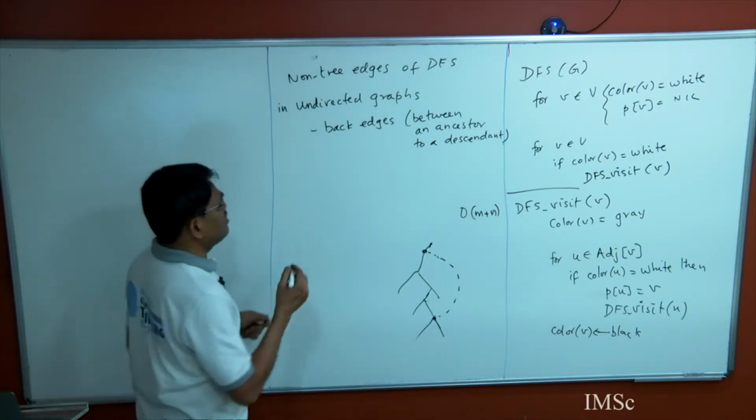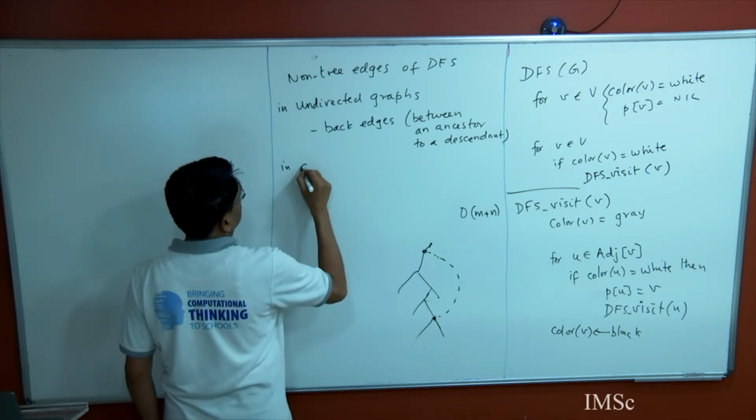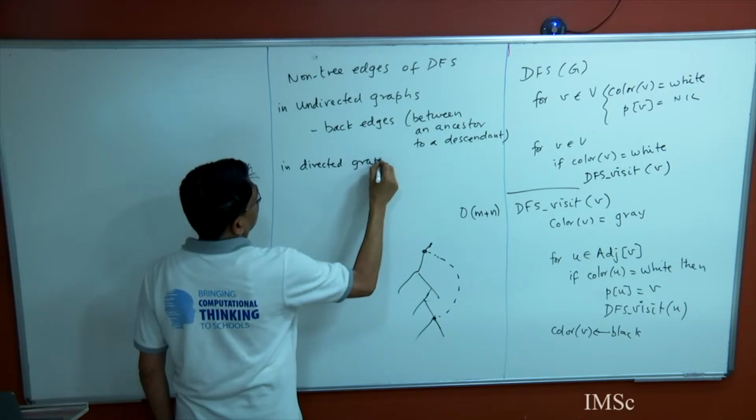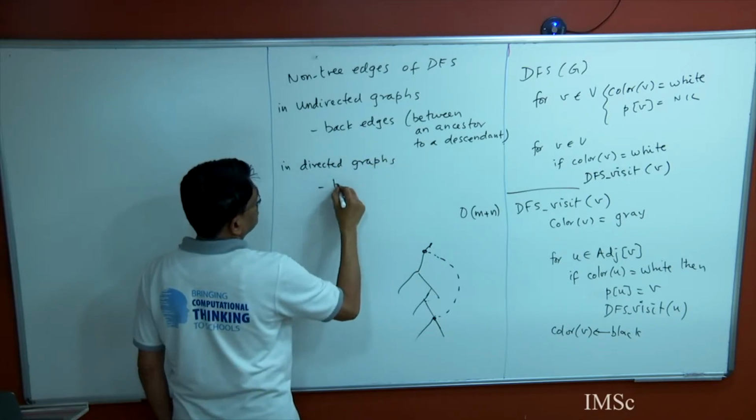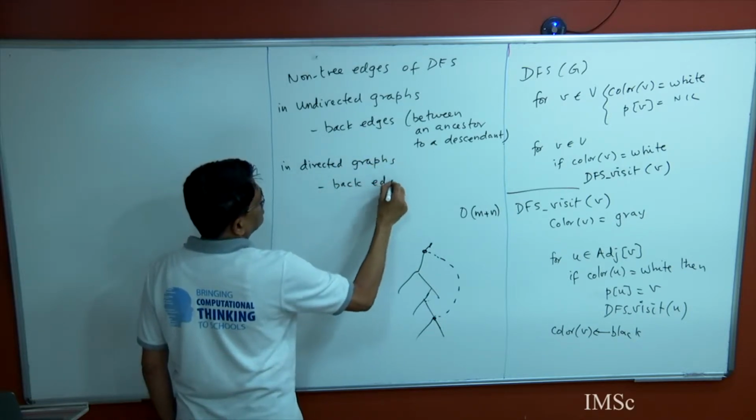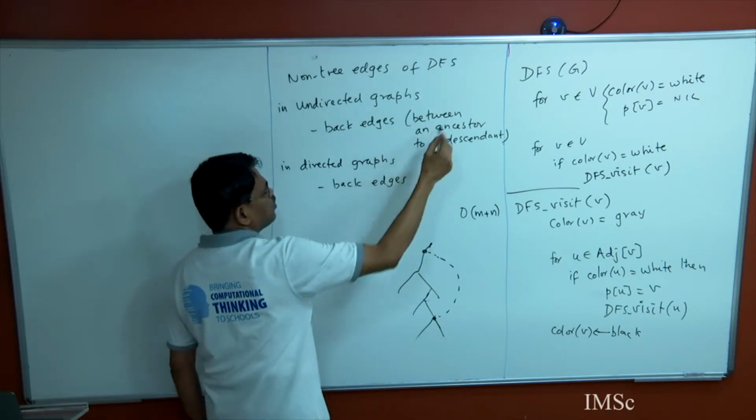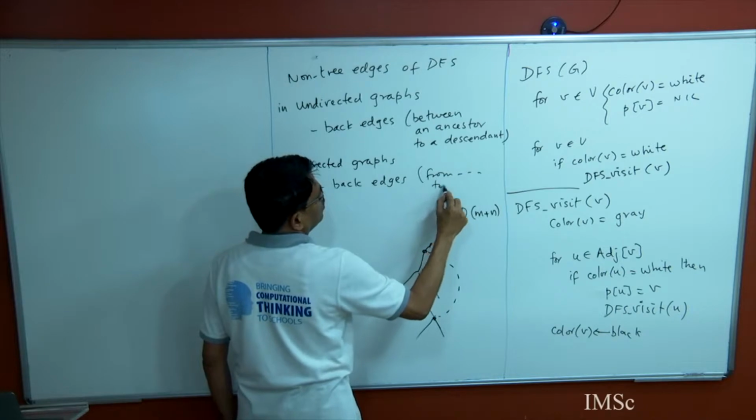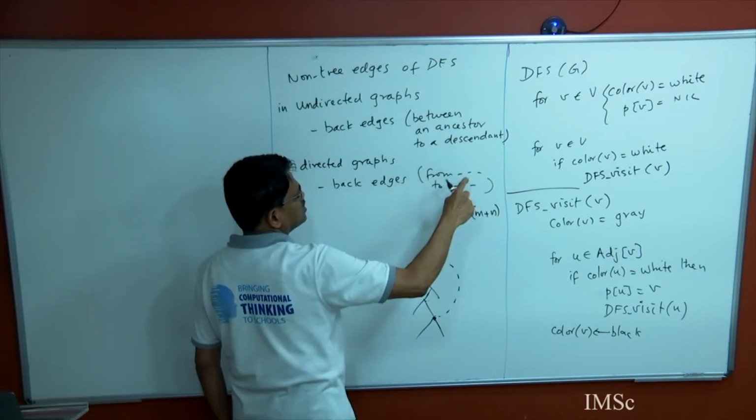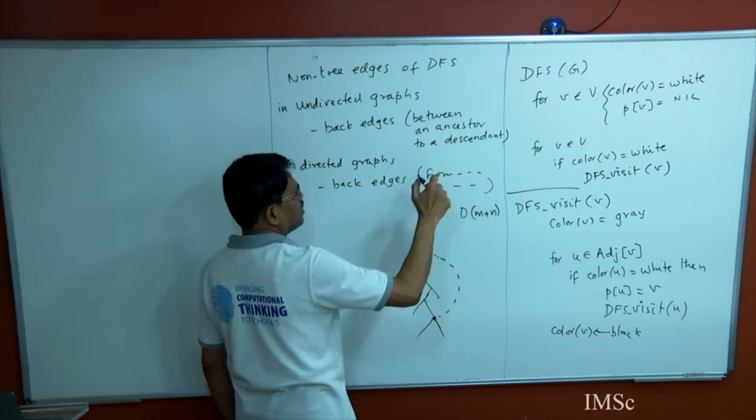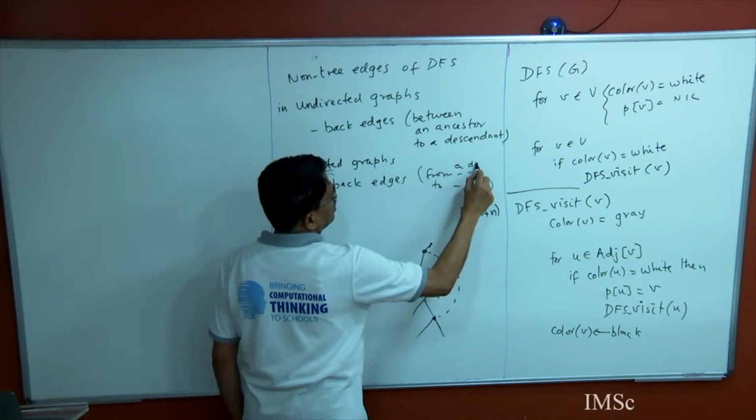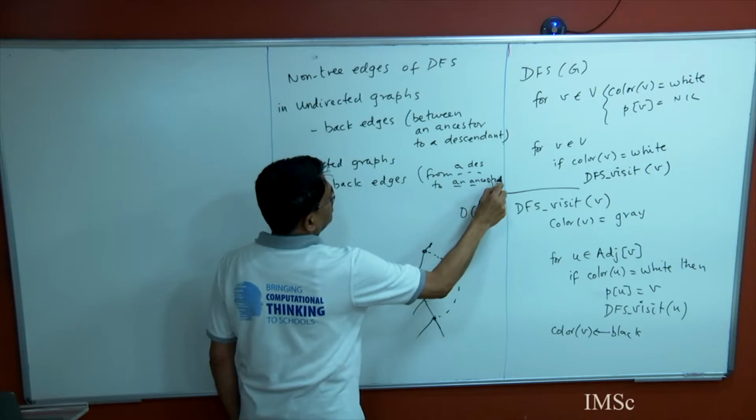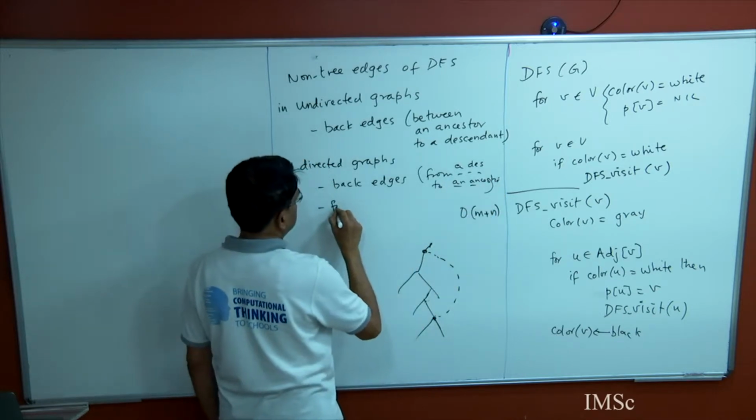In a directed graph, you can have back edges like this. Maybe instead of saying between, I would say from, to, because it's a directed graph, from a descendant to an ancestor. That's why it's a back edge. Or even forward edges.